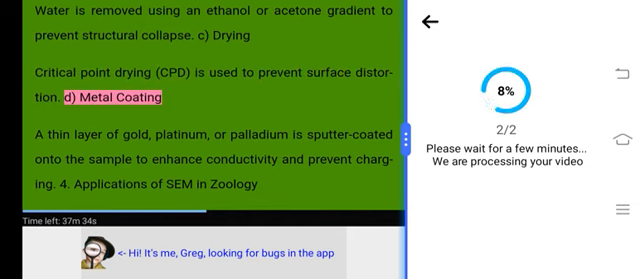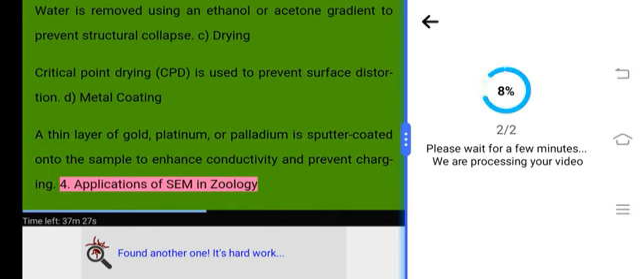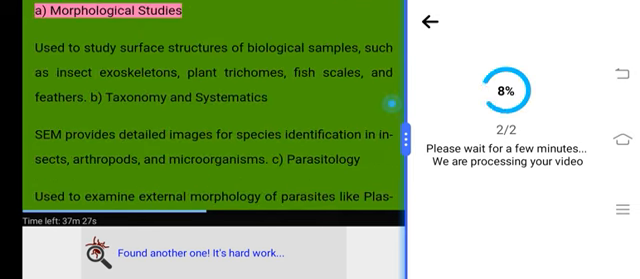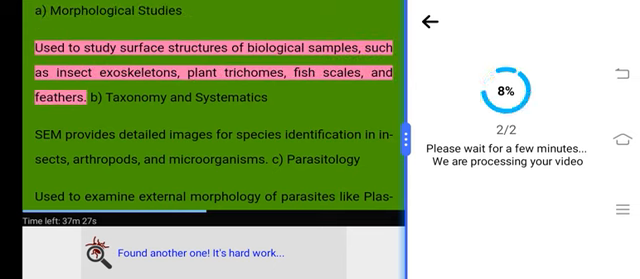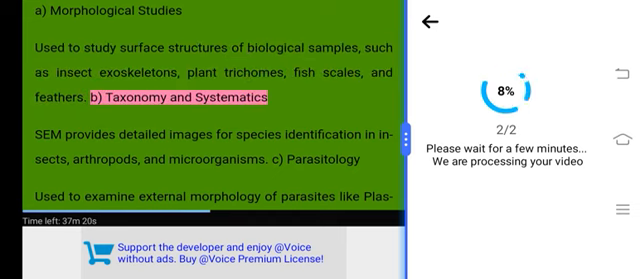D. Metal coating. A thin layer of gold, platinum, or palladium is sputter coated onto the sample to enhance conductivity and prevent charging. 4. Applications of SEM in zoology. A. Morphological studies. Used to study surface structures of biological samples, such as insect exoskeletons, plant trichomes, fish scales, and feathers. B. Taxonomy and systematics.